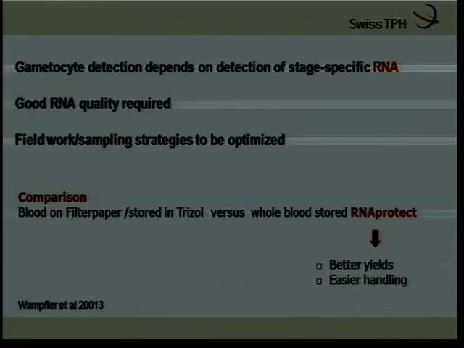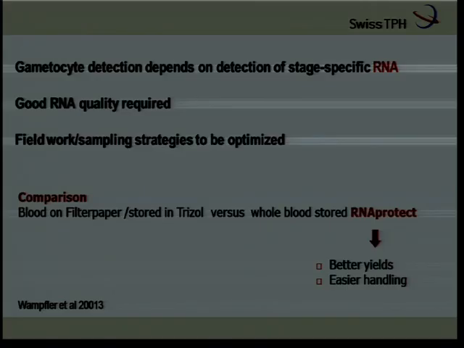Before we started tracing gametocytes, we were not quite sure how to sample in this huge cohort study. So the entire study, as I will report, was sampled on filter papers and stored in Trizol to keep the RNA. We also did a parallel study to assess another method, RNAprotect, which we found was a much better method because the yields of RNA were better and the handling was much better too. So we discovered that a little bit too late.